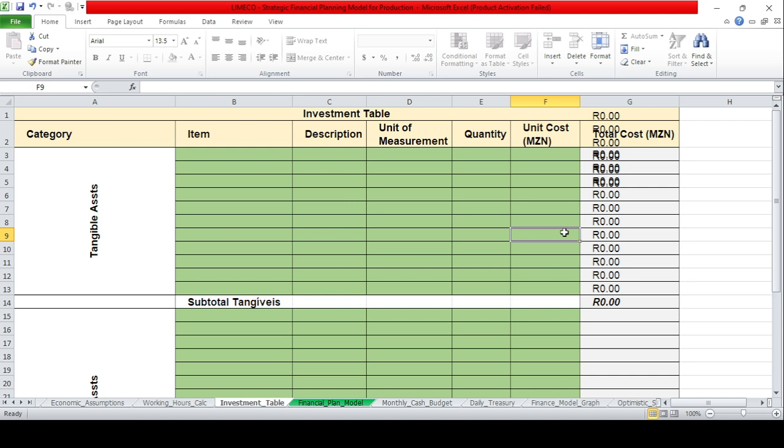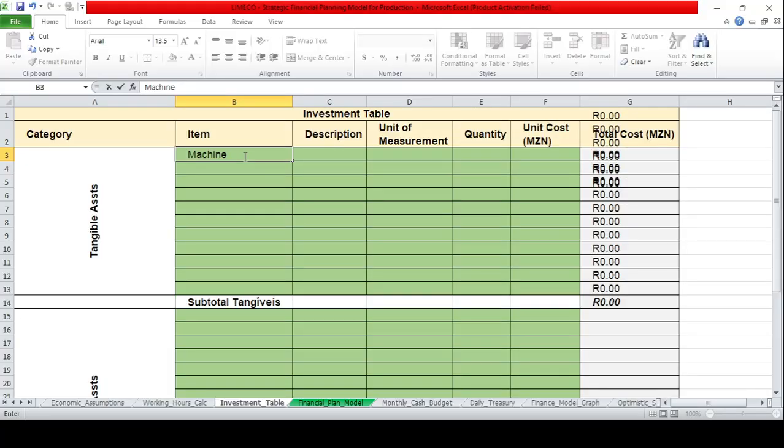Then we come here to the investment table. For example, this is a financial planning for chips production. So, what is the item we need? We need to invest, for example, in one stove machine. Description of this machine: to cook, to fry chips.